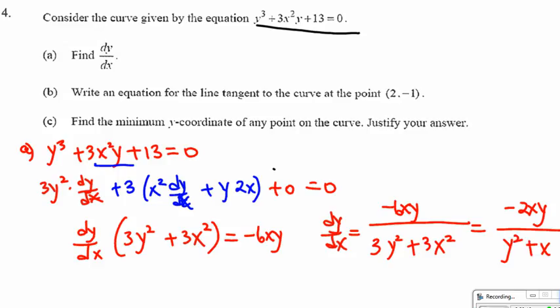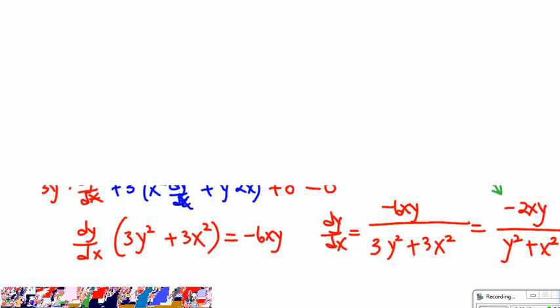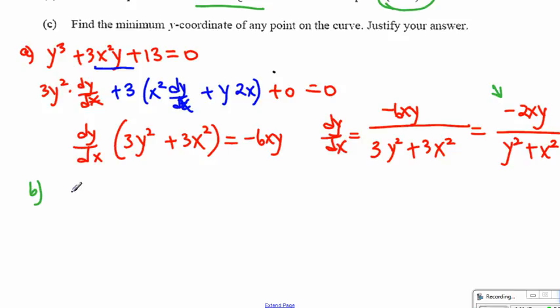Alright, but an equation of the line tangent. Now, in order for us to find the tangent line, we'll be needing two pieces of information, slope and the point, but we know the point. And we should be able to figure out the slope from the first derivative, which is right over here. Now, B.